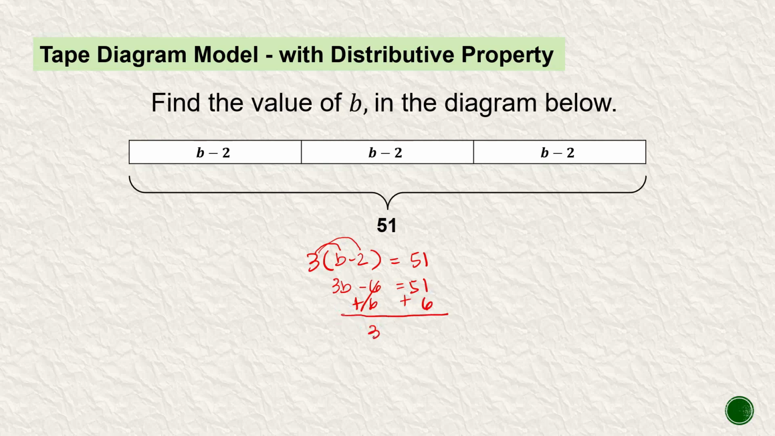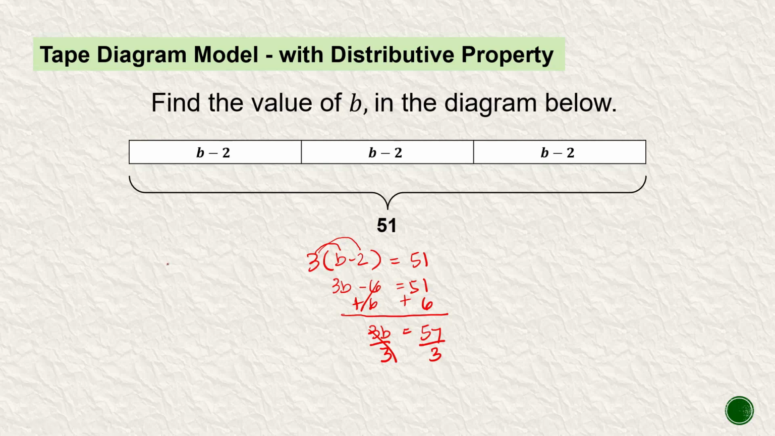So now on the left we only have 3b, and then on the right side we just need to add 51 and 6, and that's going to give us 57. And of course the last step here is divide both sides by 3. The coefficient of b is 3, so we need to cancel that 3.